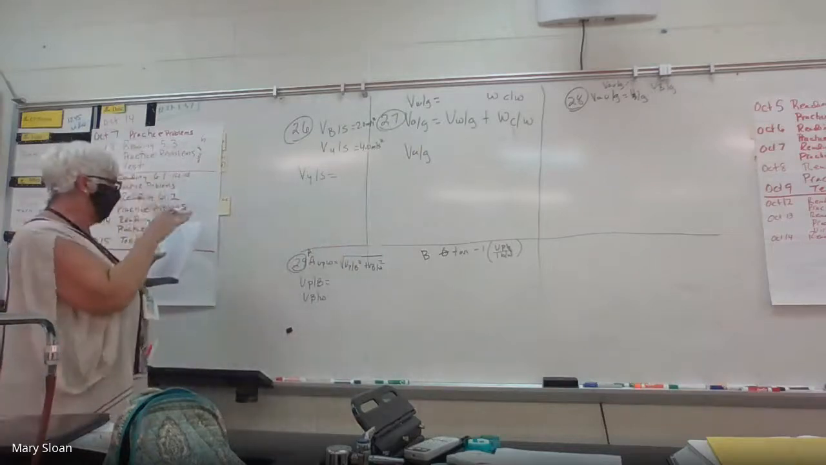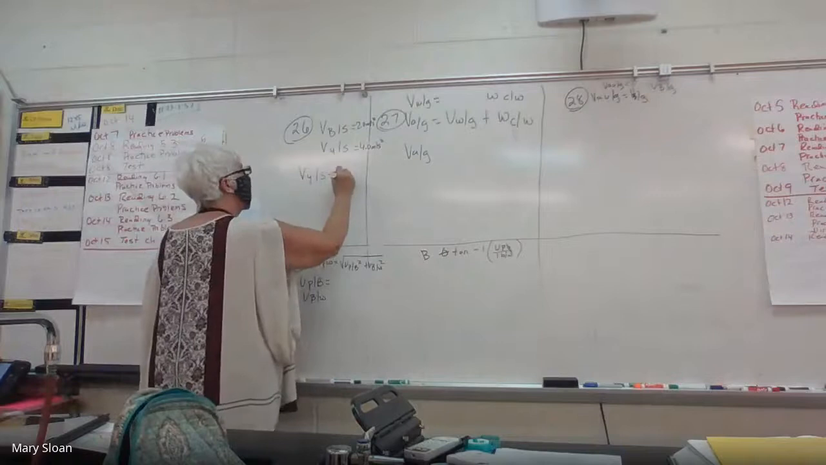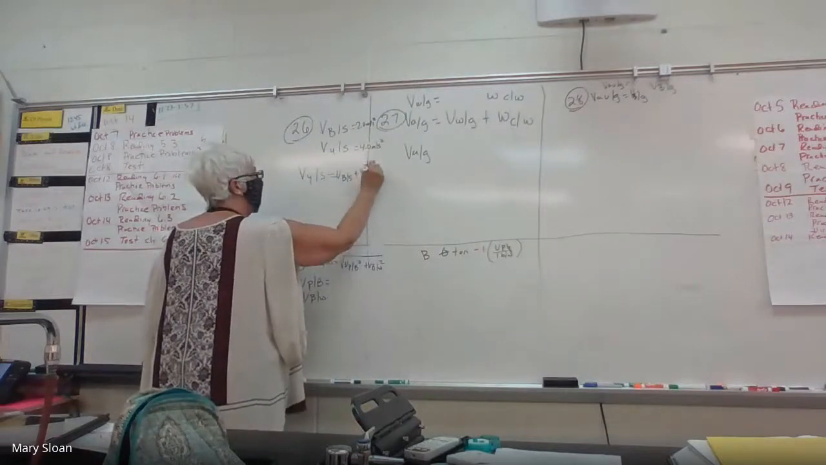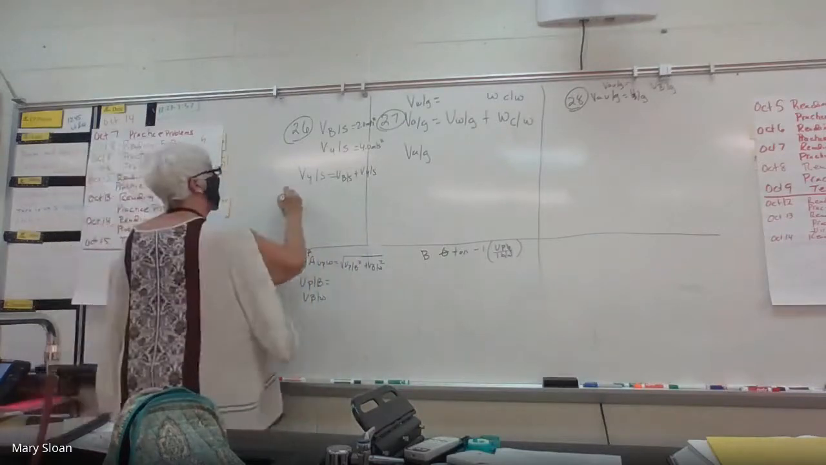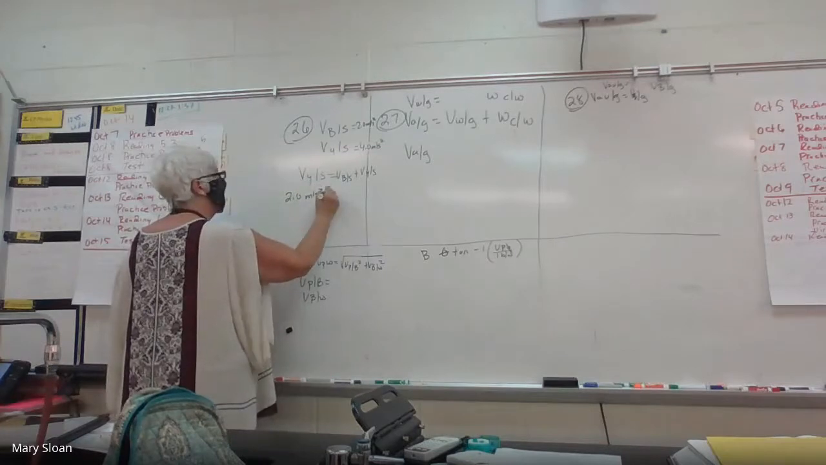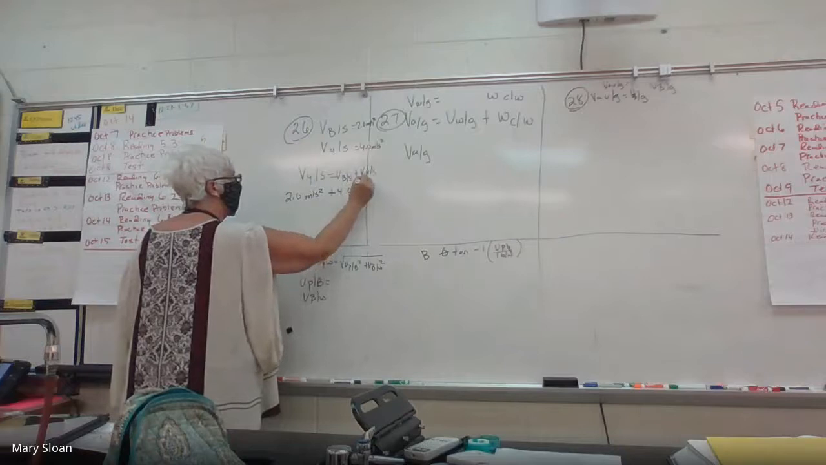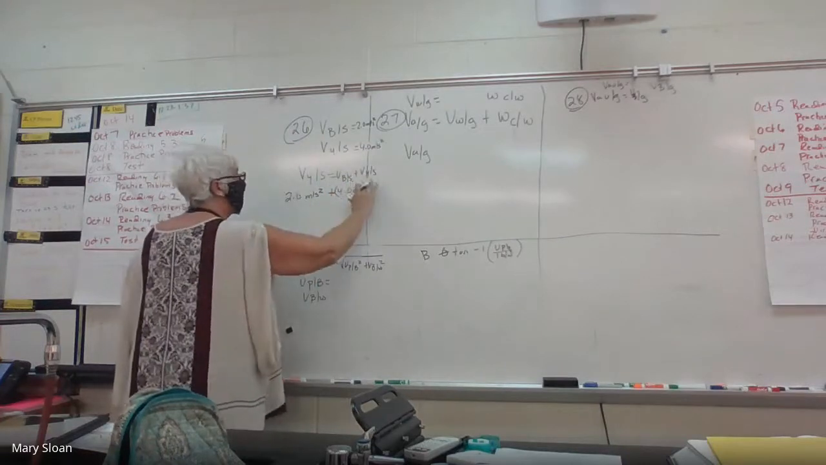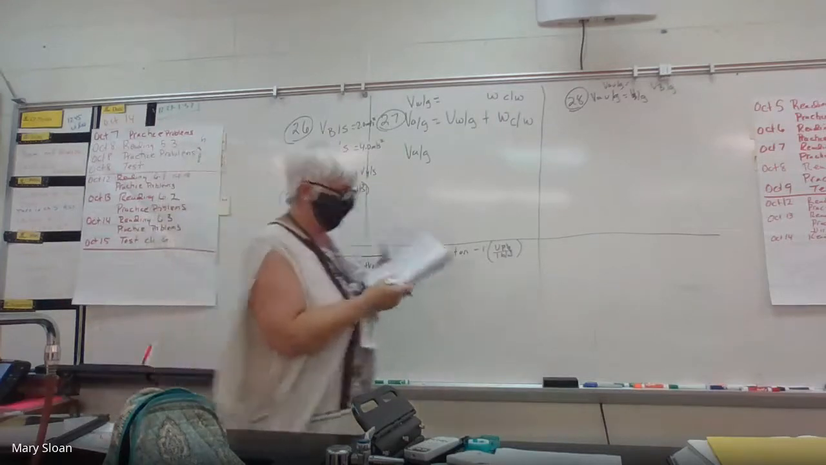So to be able to do this, we're going to take VBS and add it to VYB. So I'm going to plug those in: 2.0 meters per second plus 4.0 meters per second. Now, the squared is on the inside, right? So we don't have to square anything on the outside.